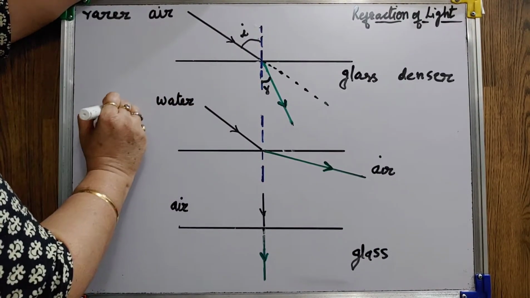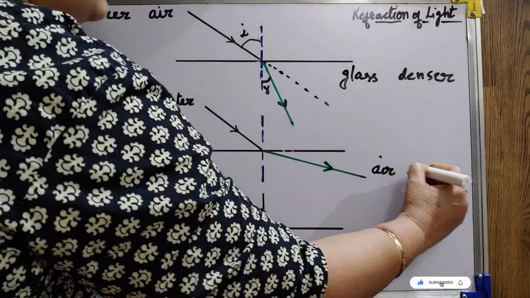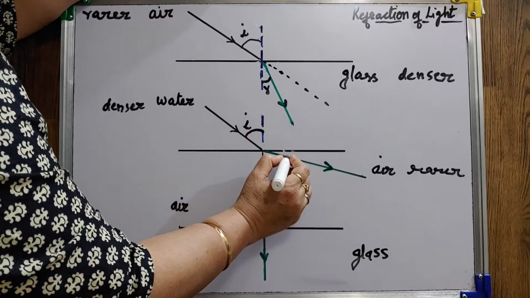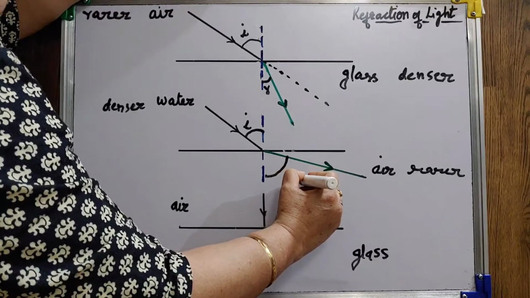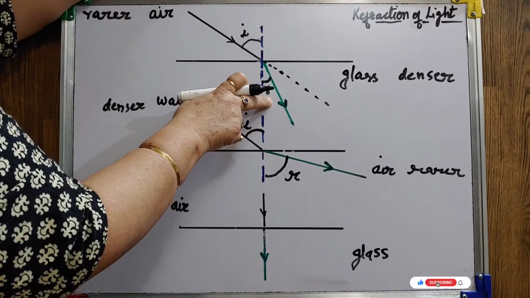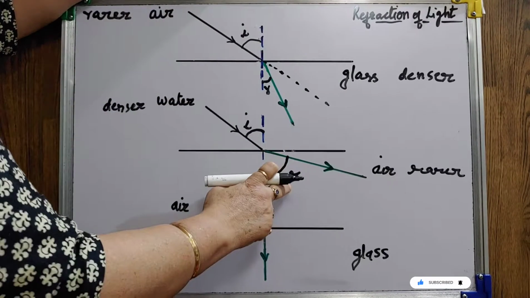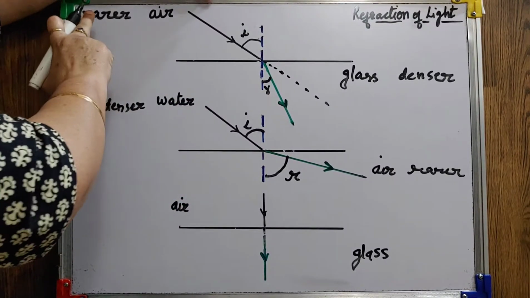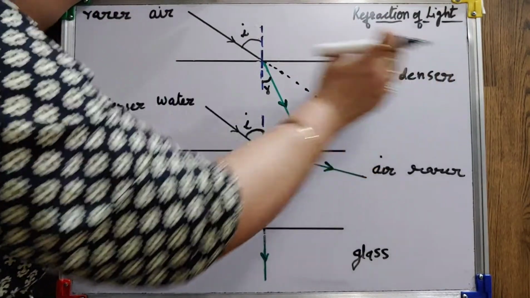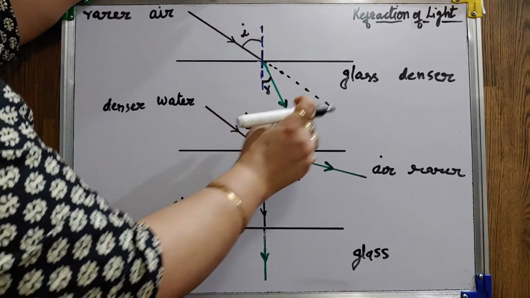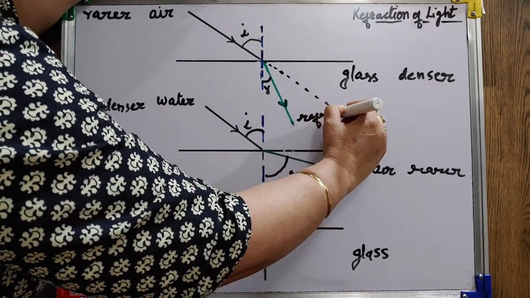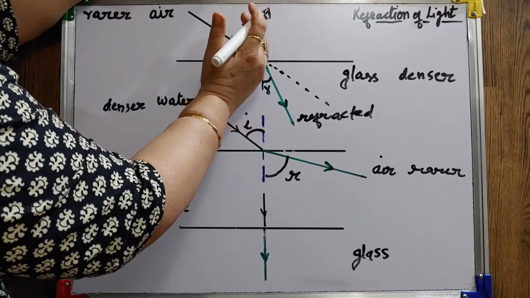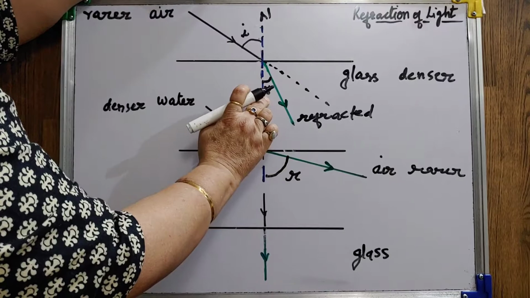Now, here I have taken the denser medium first and the rarer as the second medium. This is our angle of incidence and this is our angle of refraction. In the first case, the angle of refraction is less than the angle of incidence. Here, the angle of refraction is more than the angle of incidence. Why? When light travels from rarer medium to denser medium, the speed decreases. Because of that, the refracted ray moves towards the normal. Understood? That's why the incident angle will always be greater than the angle of refraction.